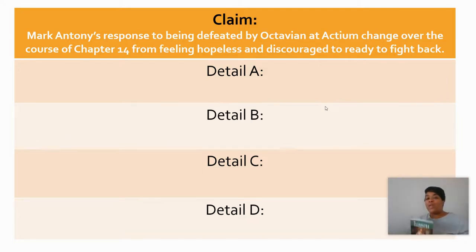So, scholars, we now see a response of Mark Antony. Under detail A on your paper, I want you to write what that response looks like. Again, under detail A, you're writing what their response looked like. Now, go ahead and write your page numbers. This is coming from page 103 through 104.